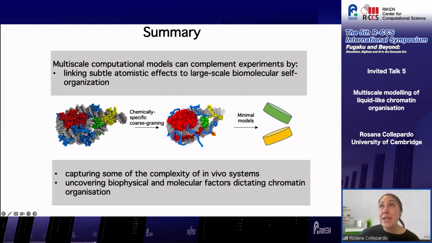So in summary, I just wanted today to show you how we can use multiscale models to complement experiments and link subtle atomistic effects to large-scale organization of biomolecules and capture some of the complexity of these systems in vivo.